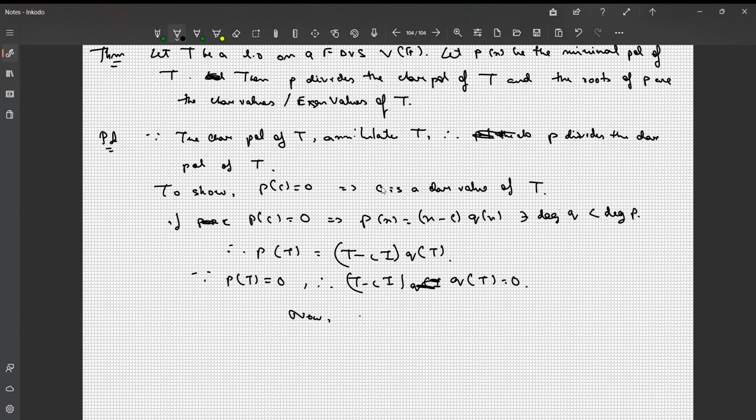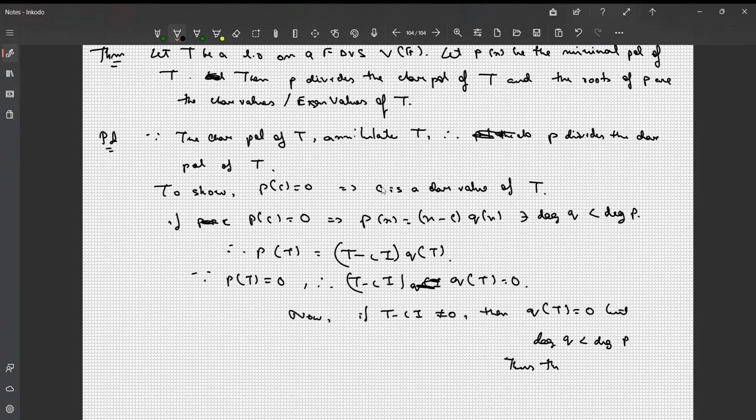Now, if T minus cI is non-zero, then Q(T) is 0, but the degree of Q is less than the degree of P.